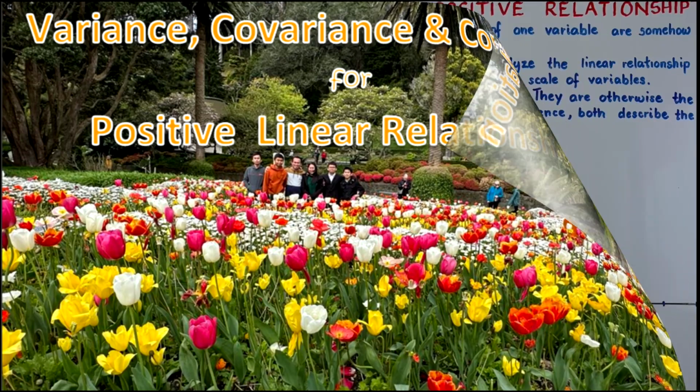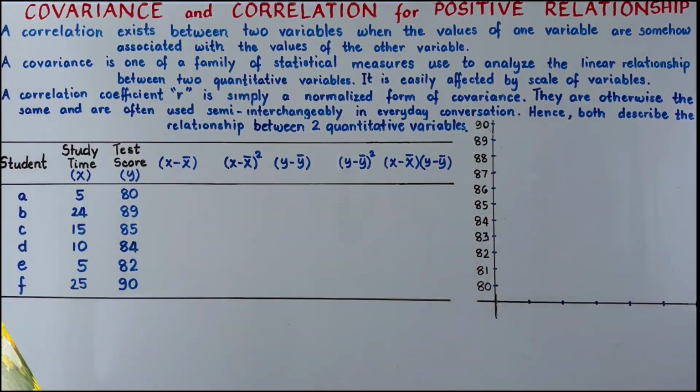In this video, I will be discussing covariance and correlation for positive relationship between two quantitative variables. A correlation exists between two variables when the values of one variable are somehow associated with the values of the other variable. And this relationship can be measured by a statistical value called a linear correlation coefficient, which is denoted by R. And this R measures the direction and strength of the linear relationship between the two variables.